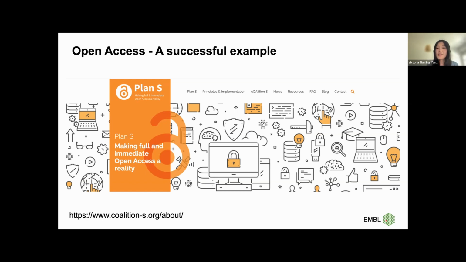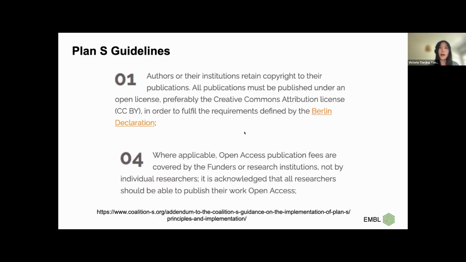Plan S is basically a movement started by many European research funders that mandated that as of 2021, all research should be published open access without embargo. Here are some of the guidelines for that. Authors should retain their copyright to their publications, and all publications should be published with an open license, which we will talk about later in the course today. Also, open access fees should be paid by the research organization or the funders, but not by individual researchers.